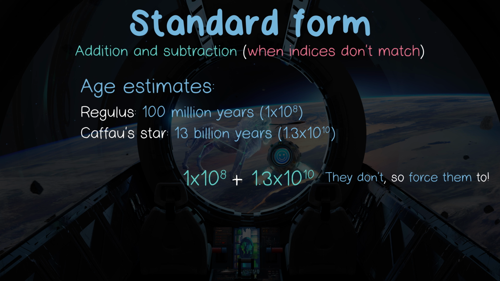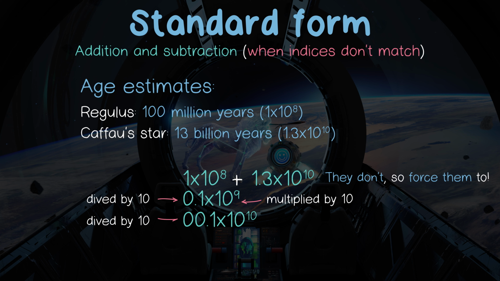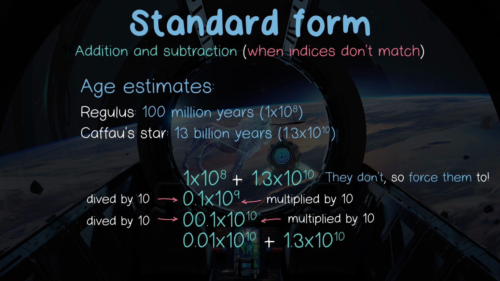And you can pick whichever number you'd like to change, but I'm going to do this for the first value. And just like before, what we do to one number, we have to do the opposite to our other number. So I'm dividing our first number by 10, and so I raise our power up by 1, and that gives us 10 to the 9. But we need 10 to the 10, so I divide by 10 once more, and increase our power up once more, and that gives us the power that we're looking for. And now both of our numbers are raised to the same power, and so we can just add them together, and then we just check and see if our number's in standard form.